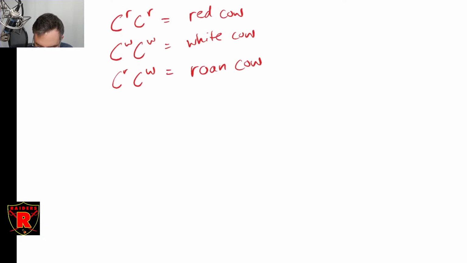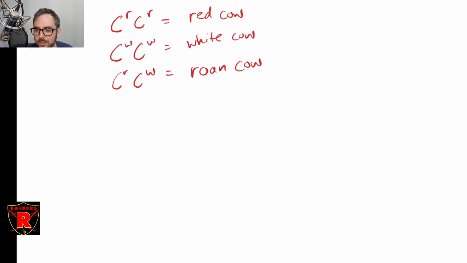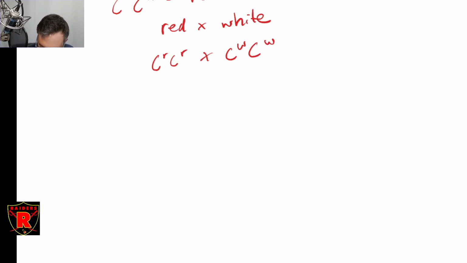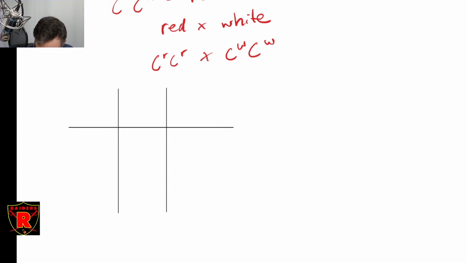And what we're going to do is we're going to cross a red cow and a white cow. And I want you to see what that looks like genetically when we cross the two. Okay, so we're going to cross a red and a white cow. That would be the phenotypes of the parents, and I'm also going to write out the genotypes of the parents. So CR CR and CW CW. Okay, and then the next thing that you do is you create your Punnett square. So this would be if I was crossing a red cow and a white cow.